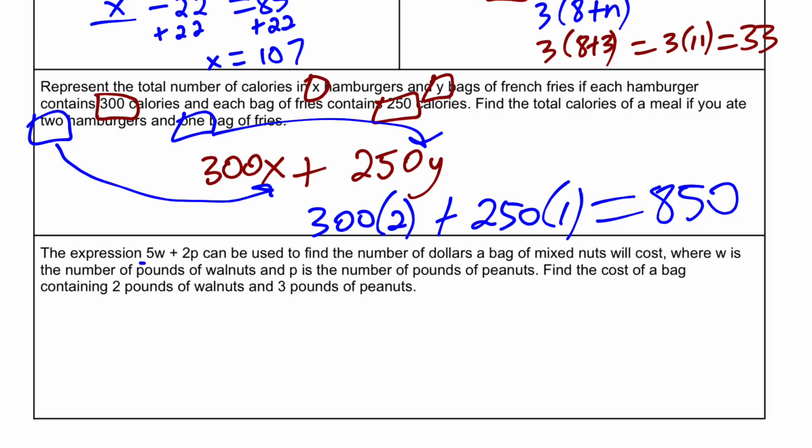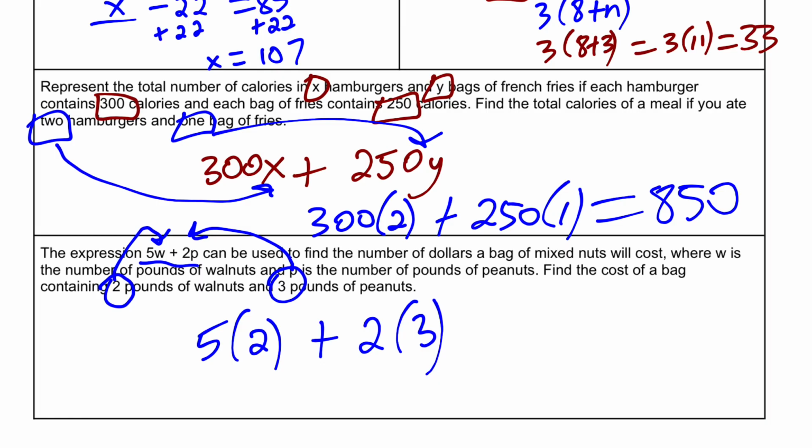This one they give me the expression 5w plus 2p, and then they tell me to plug in 2 for w and 3 for p. So that's 5 times 2 plus 2 times 3. Or 10 plus 6, which is 16.